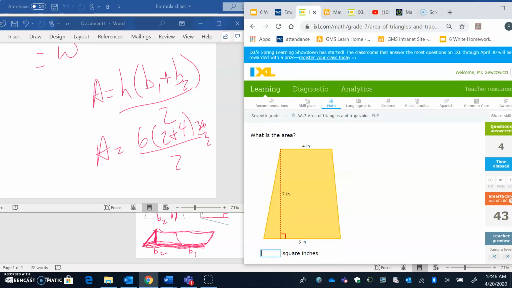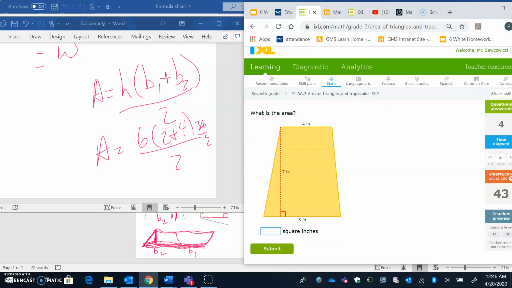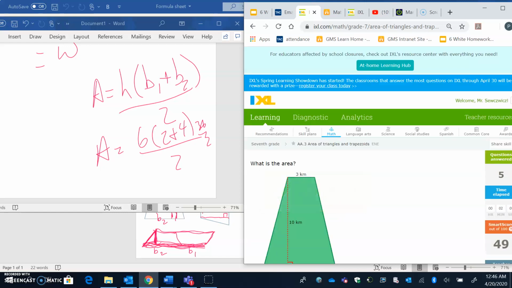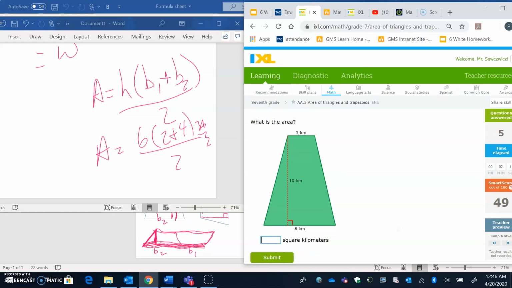All right. Again, one more example here. We're going to add the bases together. So 4 plus 6 gives me the 10. I'm going to multiply it times my height, which is my 7. So I'm at 70. I'm going to chop that in half. There's my 35. So again, if you need to use a calculator, it's fine. If not, we're okay there as well. So again, the bases are always the parallel sides.